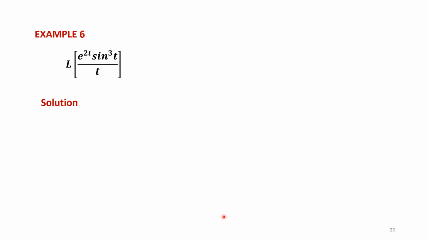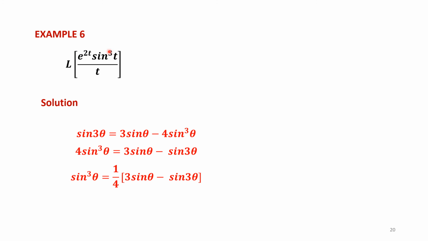Next example. e raised to 2t sine cube t upon t. Again, we are having division by t, so the L of the numerator is to be calculated. L of the numerator is e raised to 2t sine cube t.